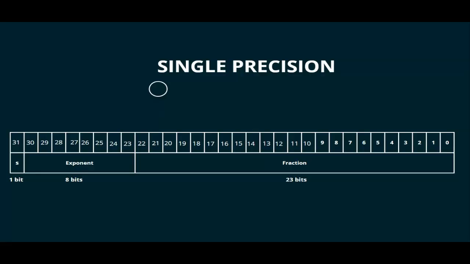This is the IEEE 754 single precision format. Here, S denotes the sign of the floating point number. For positive numbers, S is equal to 0, and for negative numbers, S is equal to 1. 8 bits are allocated for the exponent, and the remaining 23 bits are allocated for the fraction.